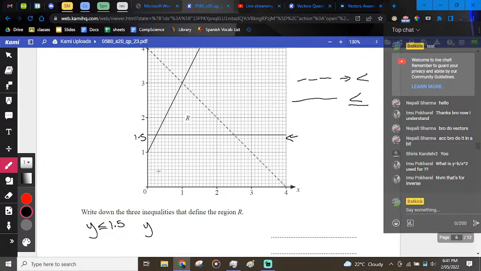You can treat it as an equation. Let's just say y equals 1.5. Because y is equal to 1.5 on that line, then you can write this. But now you need to know which way the sign will point, the crocodile's mouth, this way or this way. For that, you pick a point in R and see if it satisfies it. Y is 2 here.